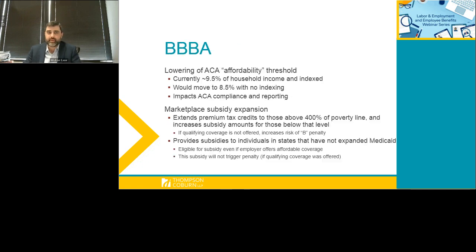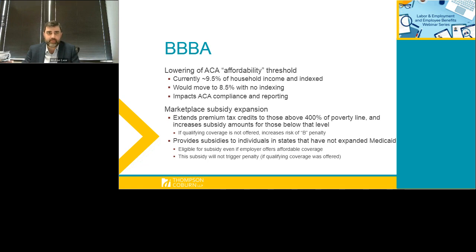So looking at the Build Back Better Act, some key benefits provisions include the lowering of the ACA affordability threshold for purposes of the employer mandate on large employers to provide health insurance. Currently, that affordability threshold is about 9.5% of household income, and it's indexed. The Build Back Better Act would move that down to 8.5% of household income with no indexing. So this will impact your ACA compliance and reporting on your Form 1094 and 1095Cs. Something to keep in mind as you think about the pricing for your health insurance coverage if you're subject to the employer mandate.